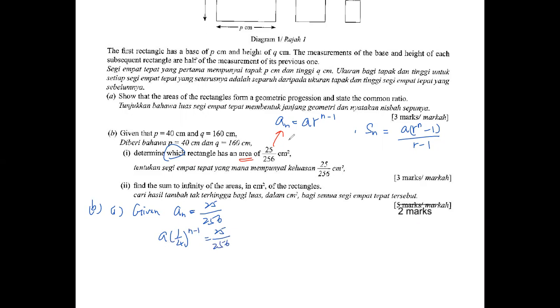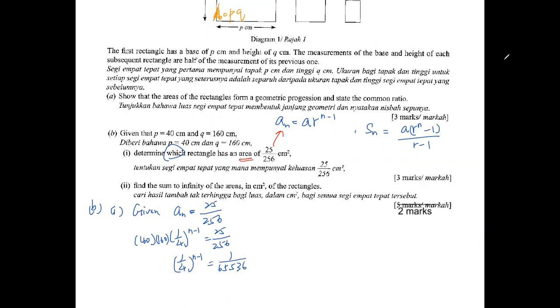Then what is A? A is the first term, right? The first term we got just now is PQ, this is A1. So this A we can change to P times Q, which is 40 times 160. After that, just move things around. We get 1 over 4 to the power n minus 1 equals, this one needs a calculator to get the value, 1 over 65,536.